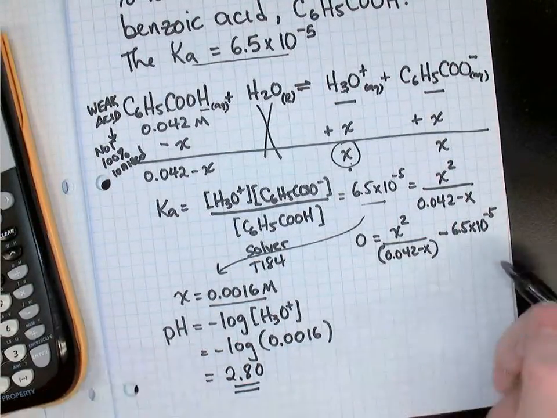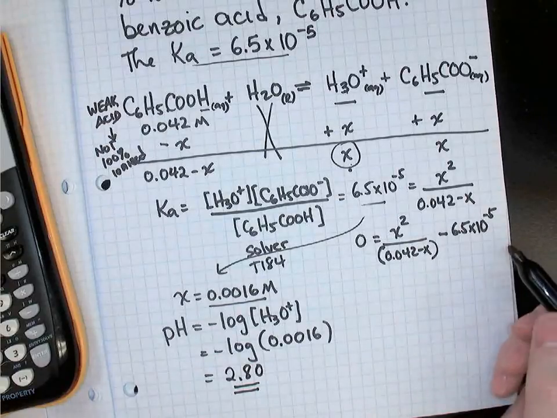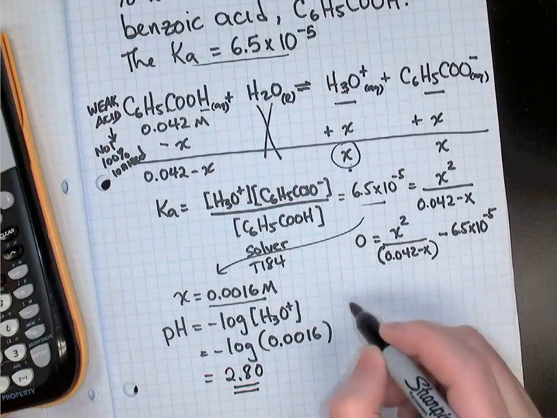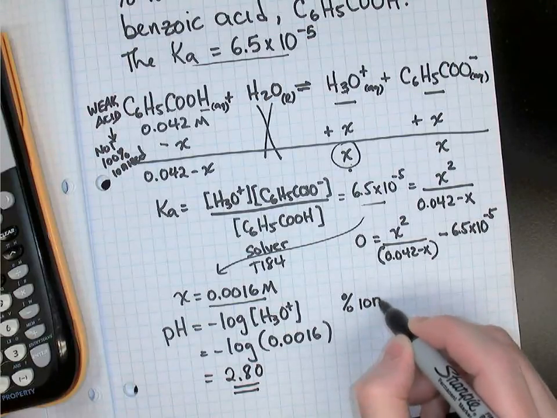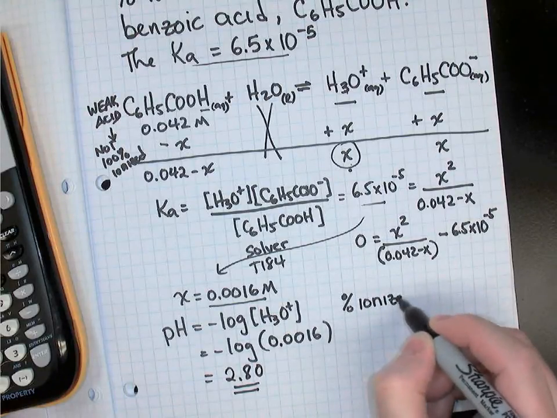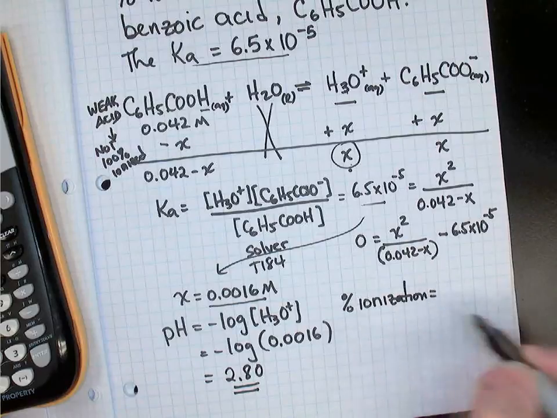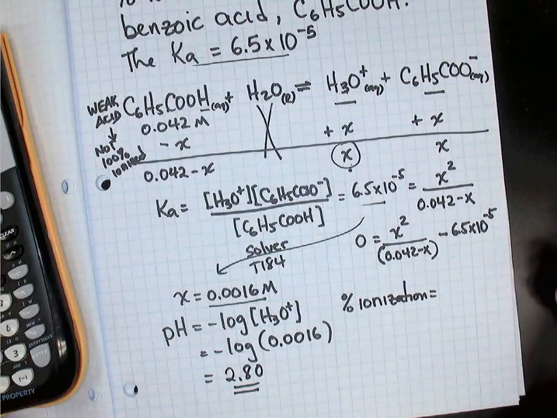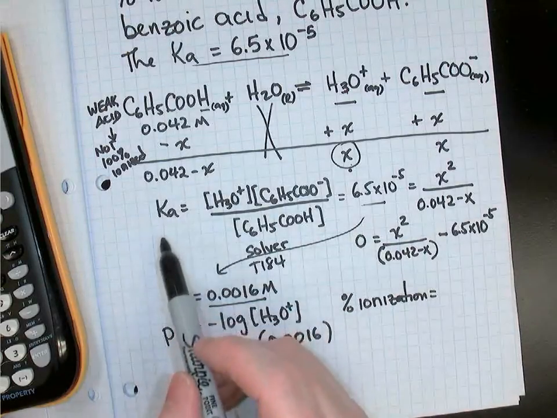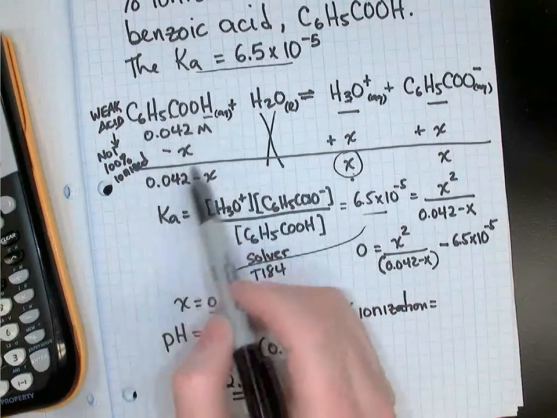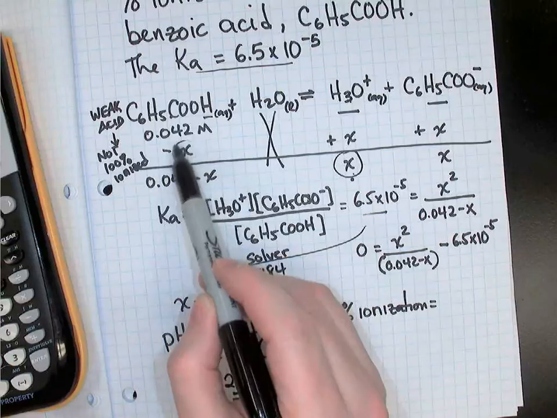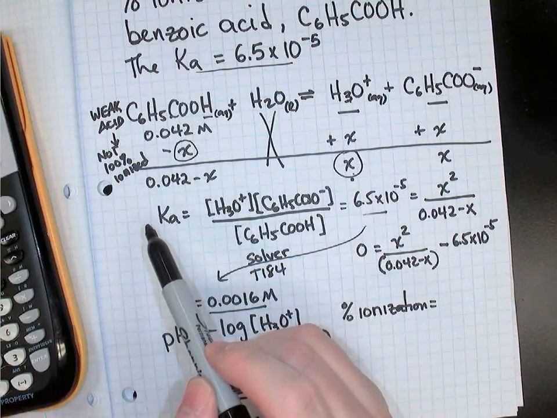So there's the pH of the solution. The percent ionization is also relatively easy to find, but try to understand how this works, and then you don't have to memorize as much. The percent ionization, you want to find out how much ionized. Looking back at our table, the acid is what's ionizing, and the X is what ionized from the acid.